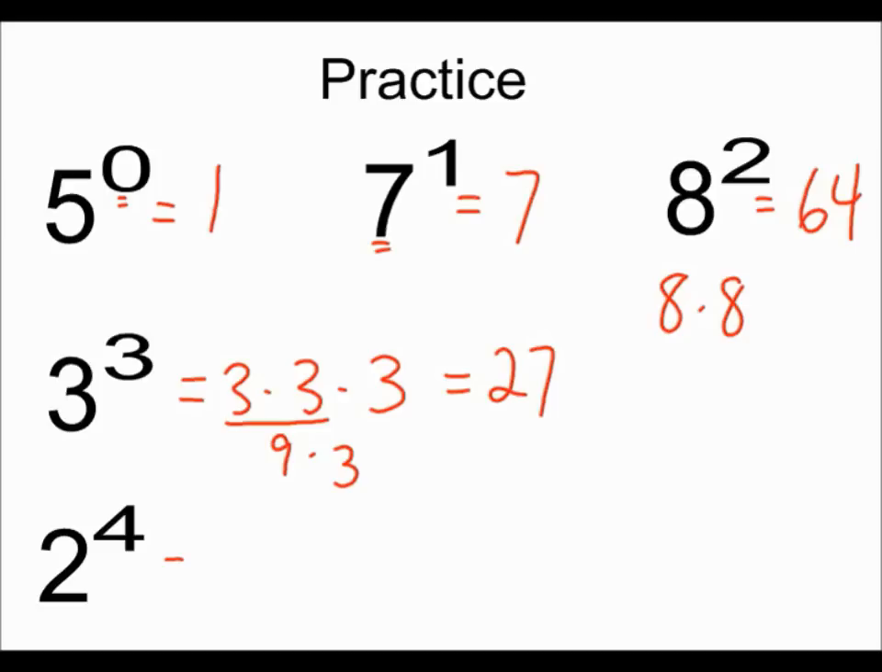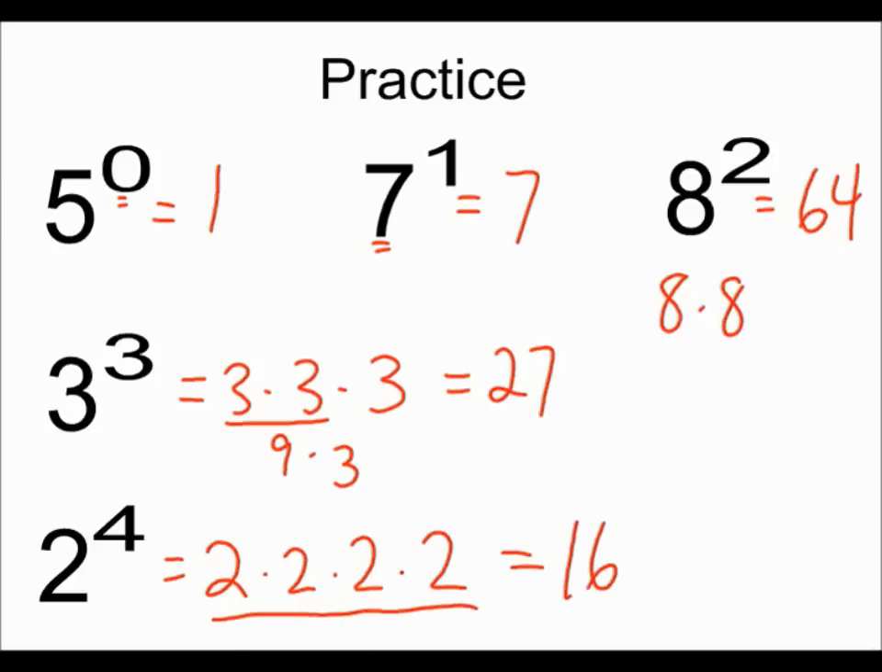2 to the fourth power. That means 2 times 2 times 2 times 2. So 2 times 2 is 4. 4 times 2 is 8. 8 times 2 is 16. 2 to the fourth power is 16. So that's how you work with exponents.